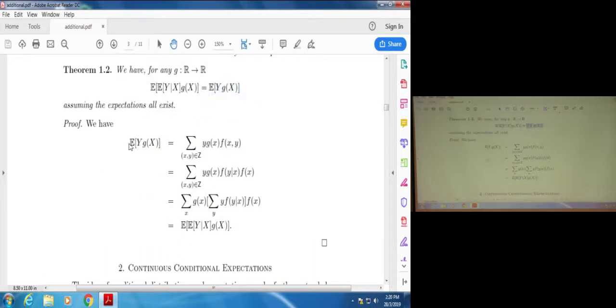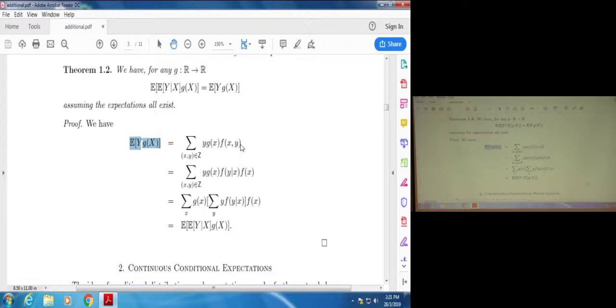Okay, so let's do this. It is not very difficult to justify. As before, we start with the right hand side, which is what we're really interested in, and then we would derive the left hand side. By definition, the expectation of a function of random variables X and Y is just the sum over all possible x and y of y times g of x times the joint probability mass function. There's nothing too complicated here.